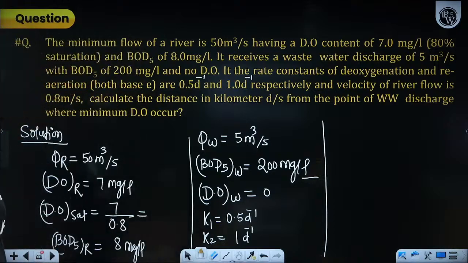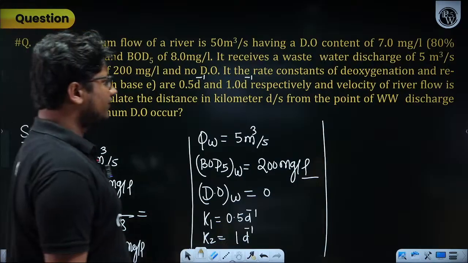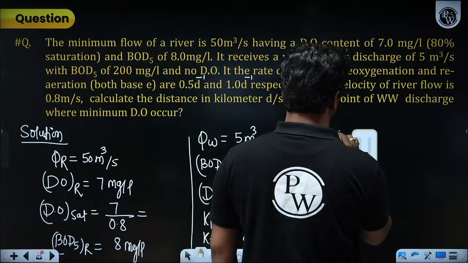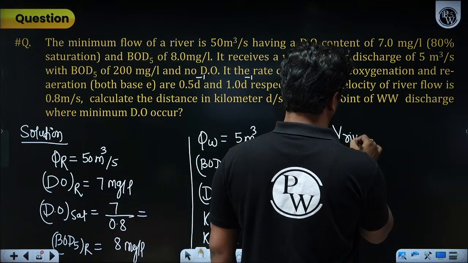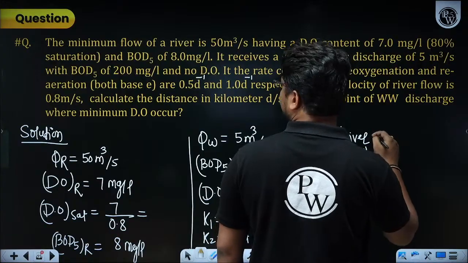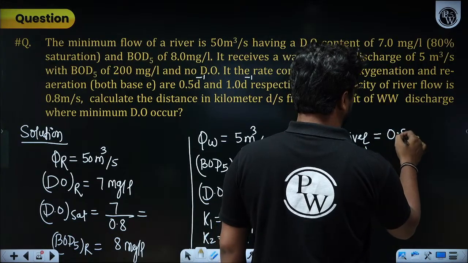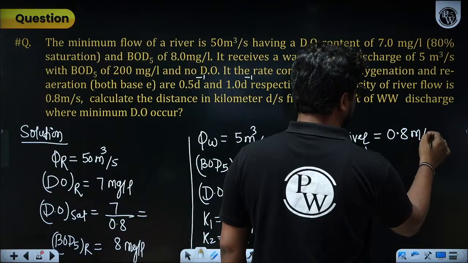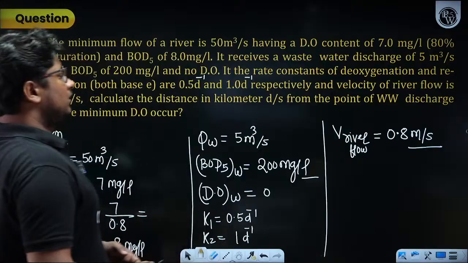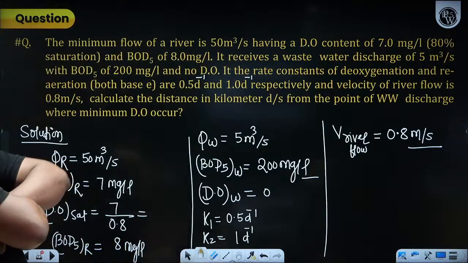Clear? The velocity of river flow is also given to you as 0.8 meter per second.